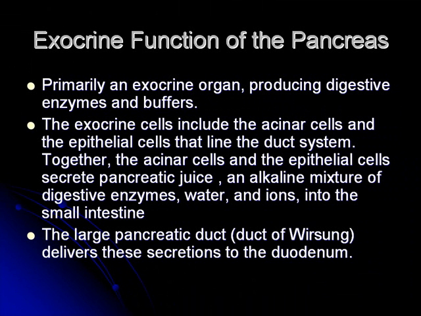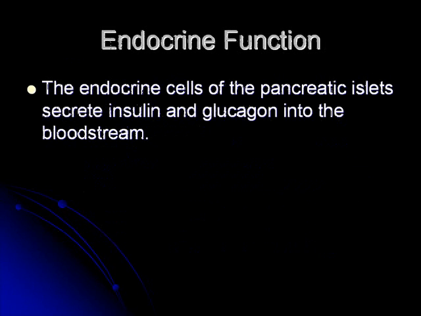The pancreas is primarily an exocrine organ and produces digestive enzymes and buffers. The exocrine cells include acinar cells and epithelial cells that line the duct system. Together, the acinar cells and the epithelial cells secrete pancreatic juices, an alkaline mixture of digestive enzymes, water, and ions into the small intestine. The large pancreatic duct, or the duct of Wirsung, delivers these secretions to the duodenum. The endocrine cells of the pancreatic islets secrete insulin and glucagon into the bloodstream.